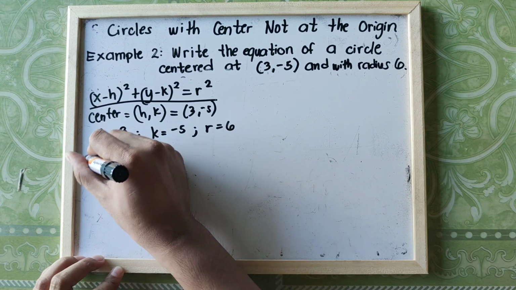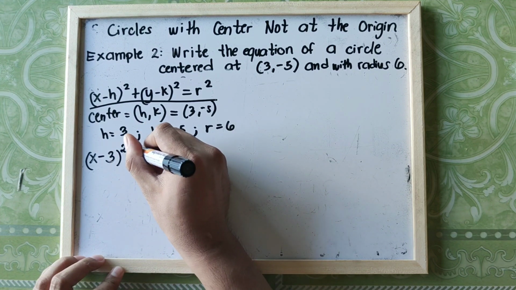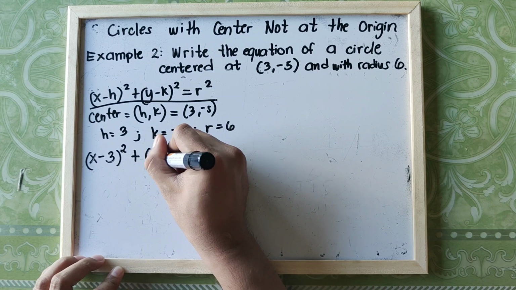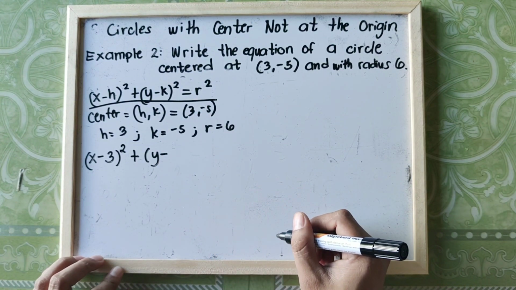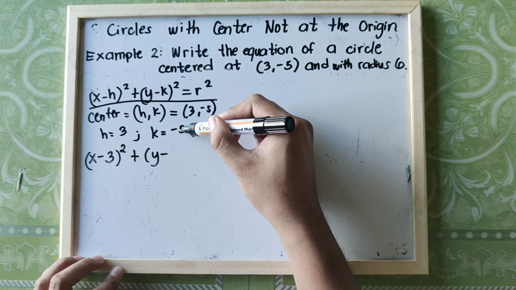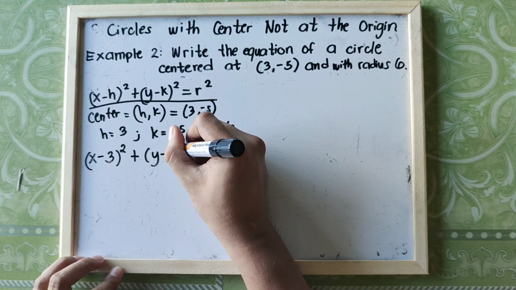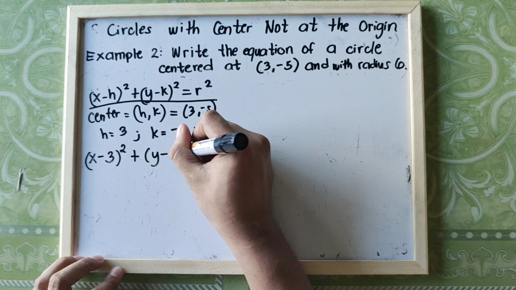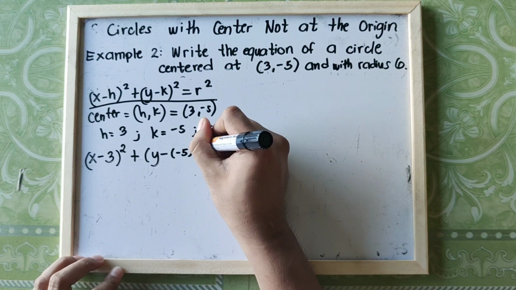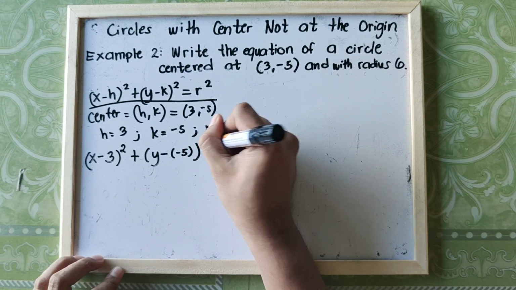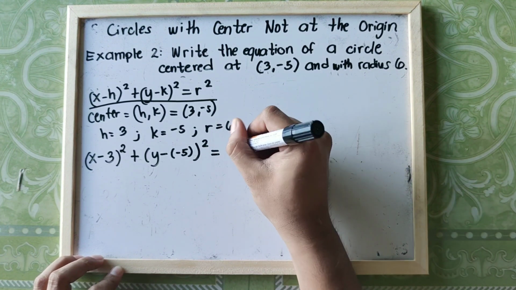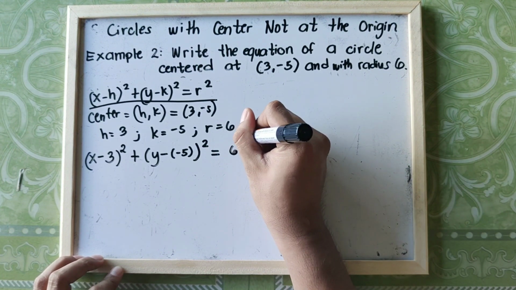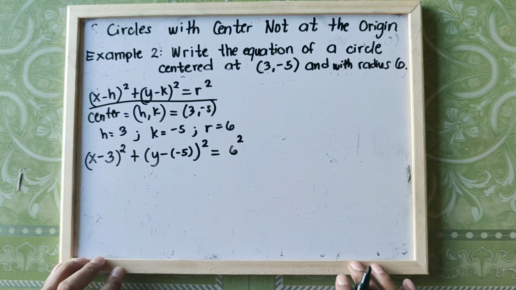And again, do not change the formula. Copy square, copy plus, copy y, copy the minus sign from the formula. And what is our k? Our k is -5. So, substitute the value of k to -5 and do not change anything from the equation. And what is our radius? Our r is 6. So, do not change anything from the equation.